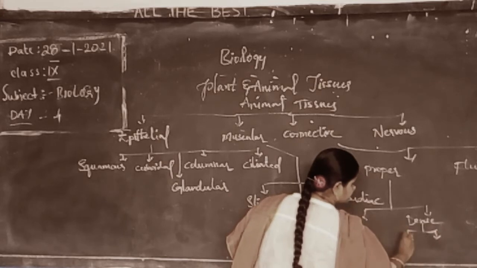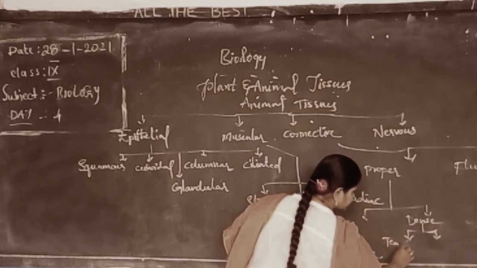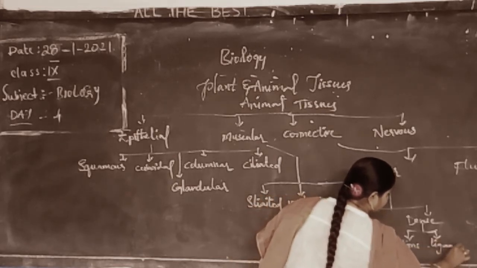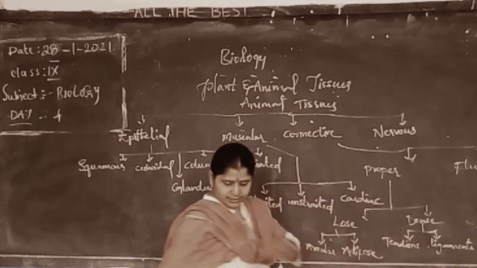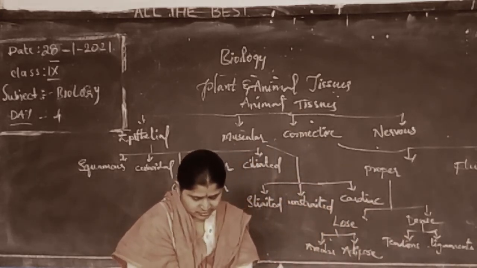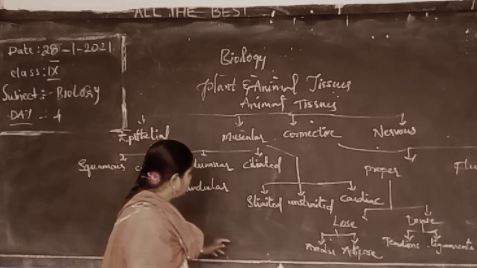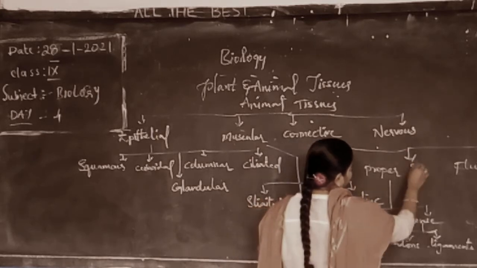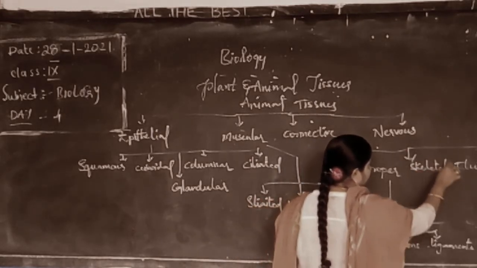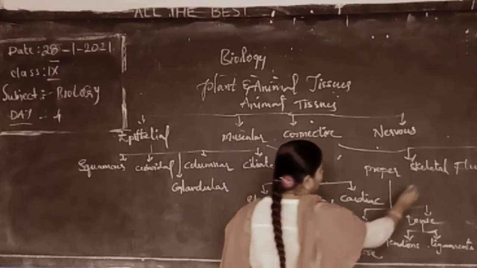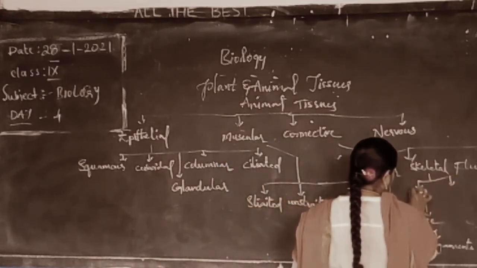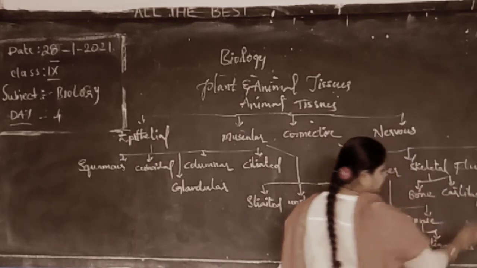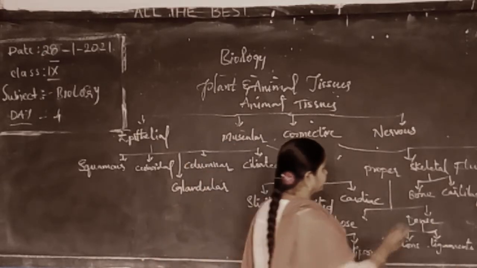Again, this is categorized into tendons and ligaments. And again, there is skeletal tissue also. This skeletal tissue includes bone and cartilage. This fluid connective tissue is again classified into blood and lymph.